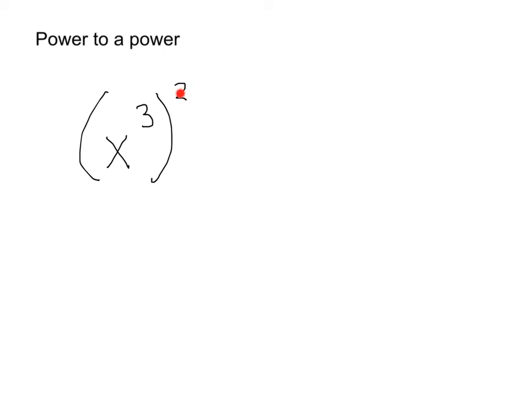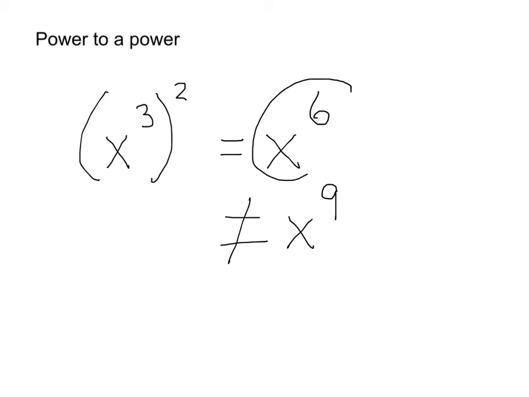Now the rule on this is when you have a power raised to another power, you multiply their exponents. Okay? And so what would this equal? It's x to the what? 6th power. It is not x to the 9th. In other words, you don't do 3 squared, do you? And so it's x to the 6th.